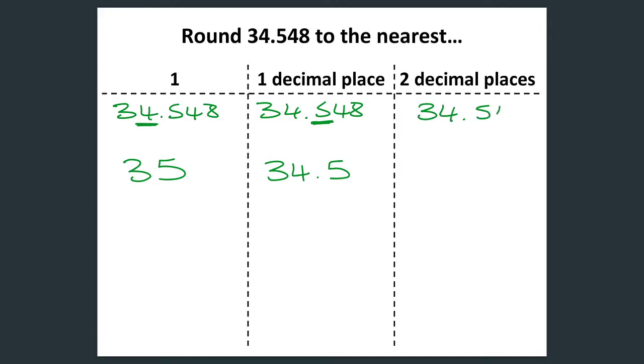And the last one, 2 decimal places. So we underline our second decimal place. How is the 8 going to affect it? Well, the 8 is definitely going to round us up. So 34.55.